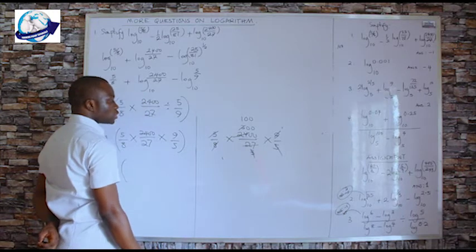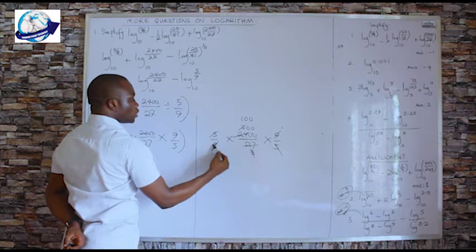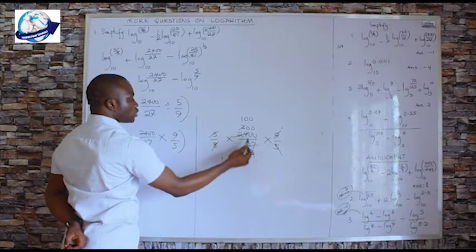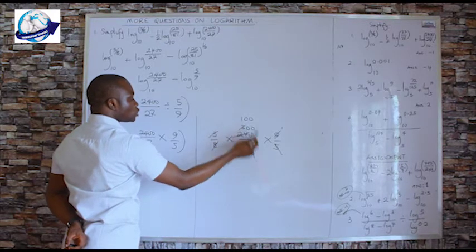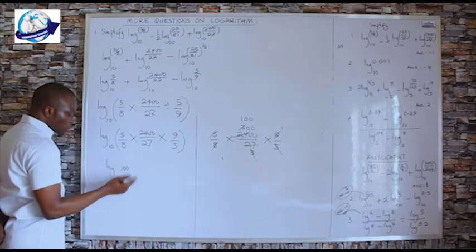Please look at it carefully. 5 goes 5, 9 here, 1, 9 to 27, 3. 8 here, 1, 8 to 24 is 3. 3 cancel this 3, it gets 100. So at the end of the day, everything remains as 100.